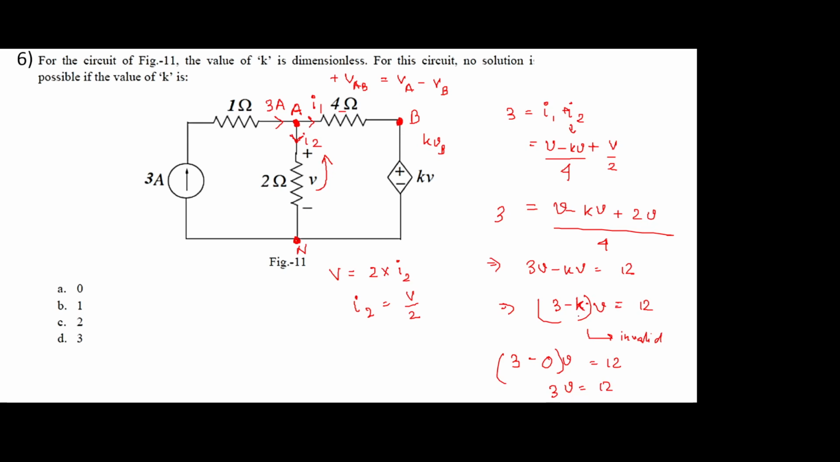Only possible solution here, just think. 3. Exactly. So if K is 3, what will it be? 3 minus 3 times V equal to 12. So this side will be 0. 0 cannot be equal to 12, right? So only when K is equal to 3, this entire equation becomes invalid. So the correct option is D, 3.